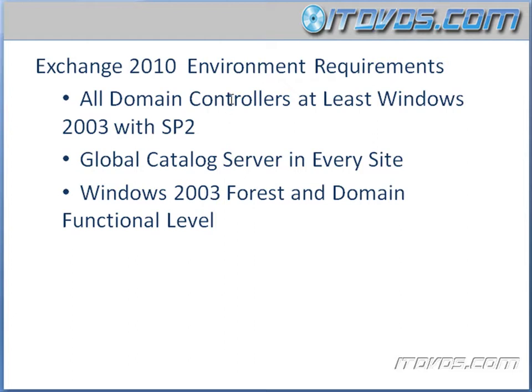Some requirements for our environment, meaning our forest and our domain for Exchange 2010, are going to be that all domain controllers are at least Windows 2003 with Service Pack 2. Technically, we can get away with Service Pack 1 on Windows Server 2003, but that's generally not supported anymore. So we want to be up to Service Pack 2 before we can install Exchange 2010. Also, we need a global catalog in every site. So that's every site within Active Directory Sites and Services. And also our forest and domain functional level need to be at least Windows 2003.